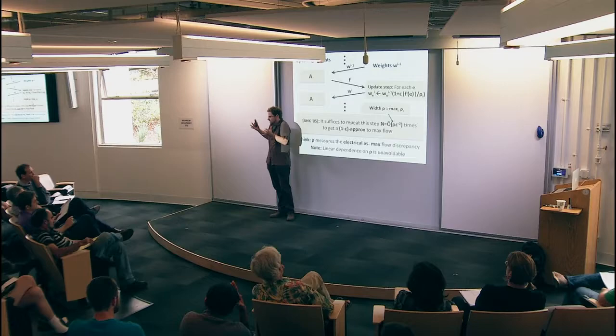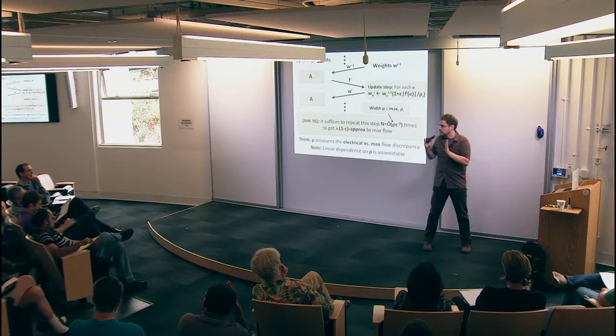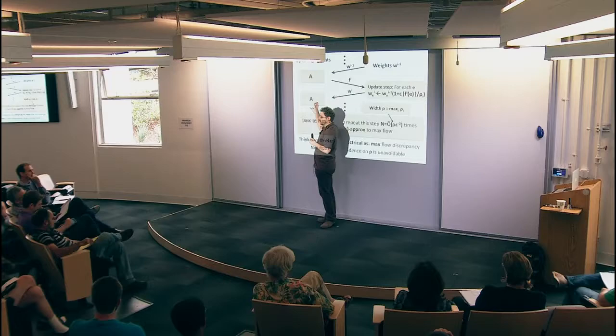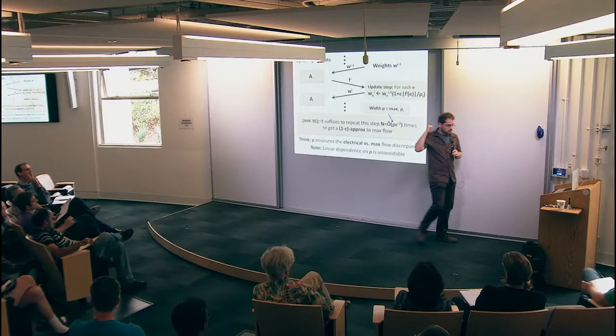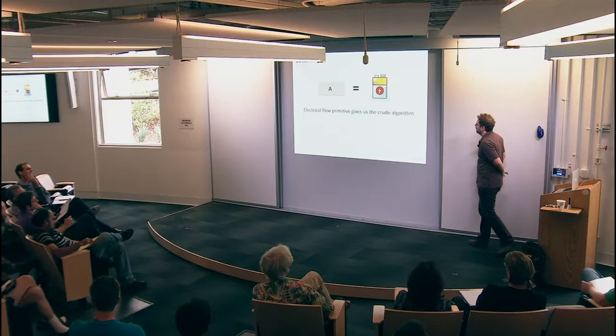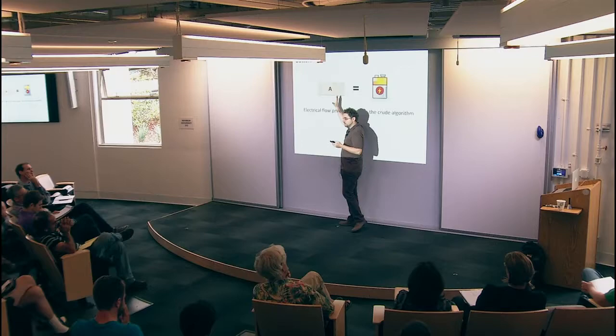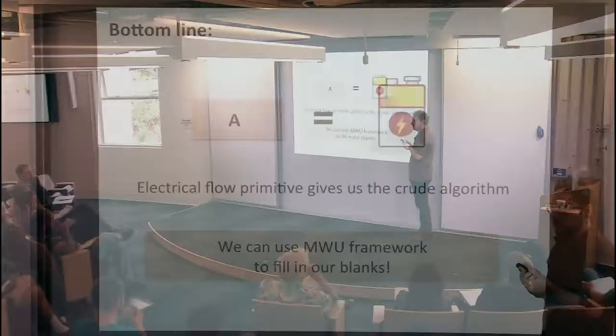And again, in this general framework where you just get this oracle that is coming from somewhere you have no idea where, and you don't know the convex problem you're solving, this is the best you can do. Okay, so none of this is useful to just do that. So this is the method, and the bottom line for us is that our algorithmic flow primitive gives us an implementation of a crude oracle for a max flow problem, and we can just use the multiplicative weights update framework to solve our problem.